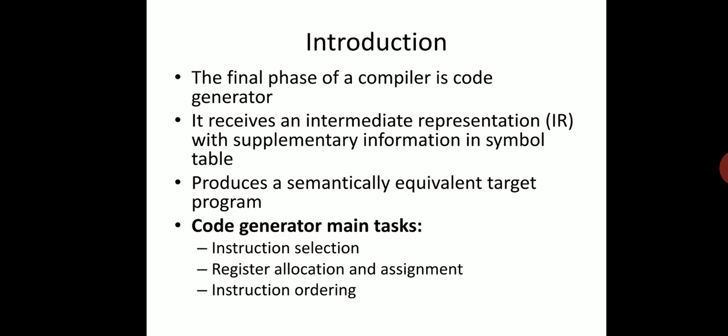So what tasks are performed by the code generator? It performs 3 basic tasks while generating the target code: instruction selection, register allocation and assignment, and instruction reordering. These are the 3 main tasks performed by the code generator while generating the target program.